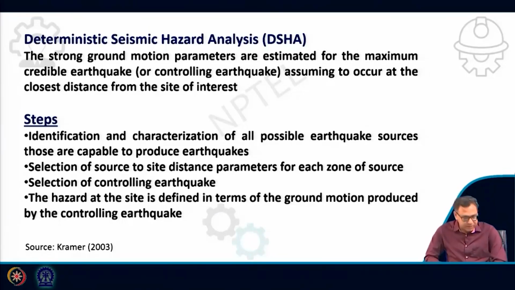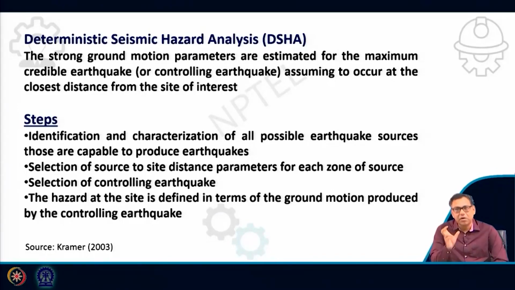So, then what are the steps? First, identification and characterization of all possible earthquake sources that are capable of producing earthquakes. You have to identify the possible sources near your site of interest. Next is the selection of source to site distance, a distance parameter for each source zone. That means if you identify the sources, then you select the source to site distance, that R value, for each source.